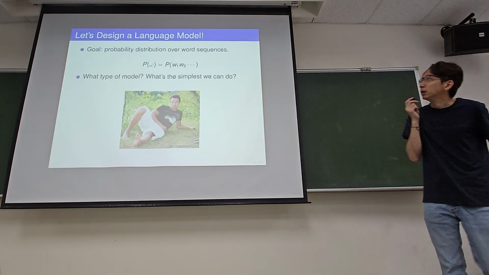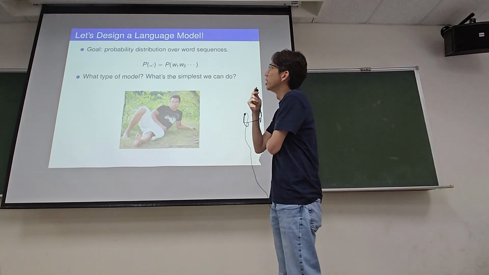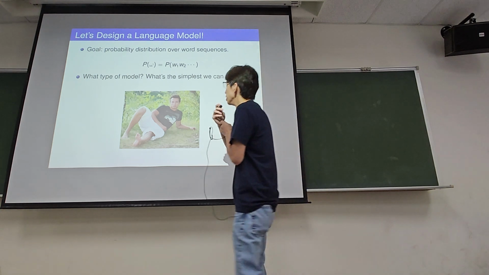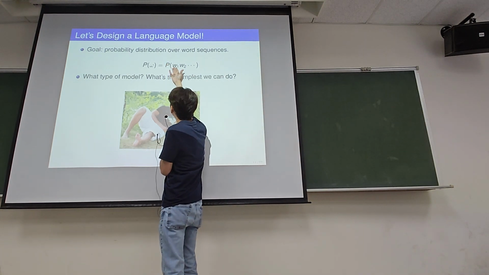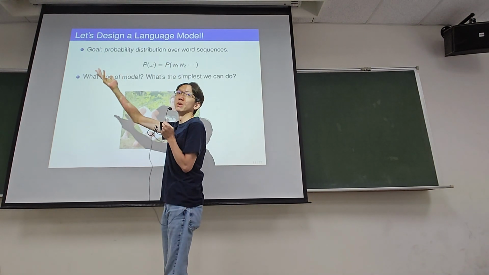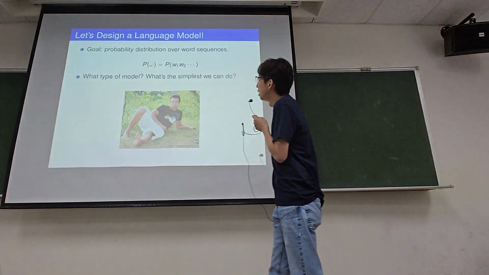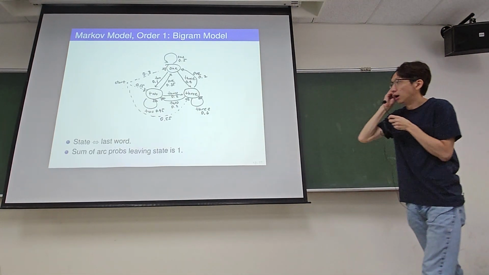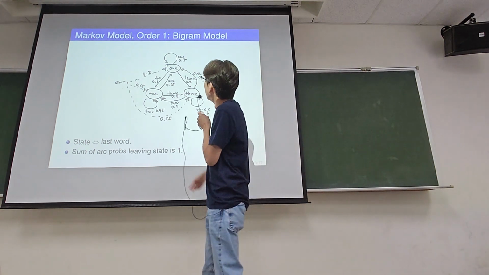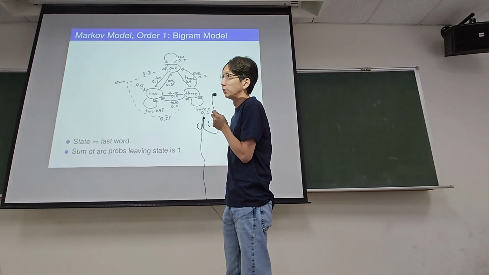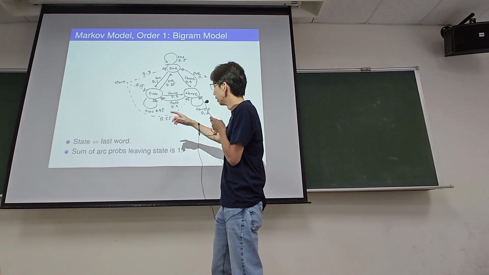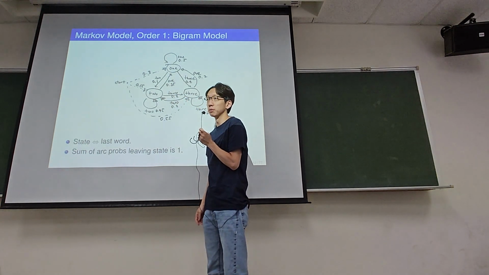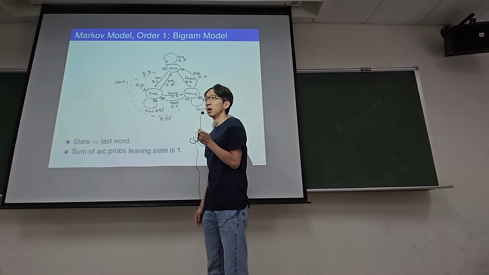So again, the goal is to find a probability distribution over word sequences, right? Essentially, just find the joint probability of W1 all the way to Wn. So what was the simplest model we can do? You can say a first order Markov. Every word only depends on one previous word. We call it first order Markov, and basically we call it a bigram language model.